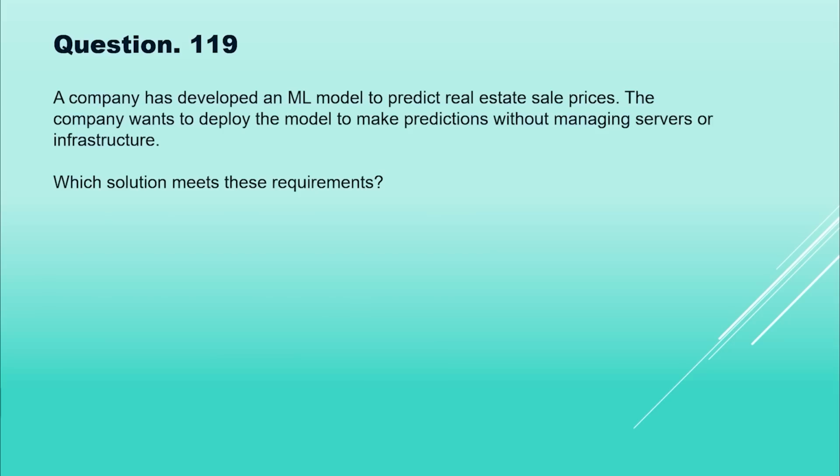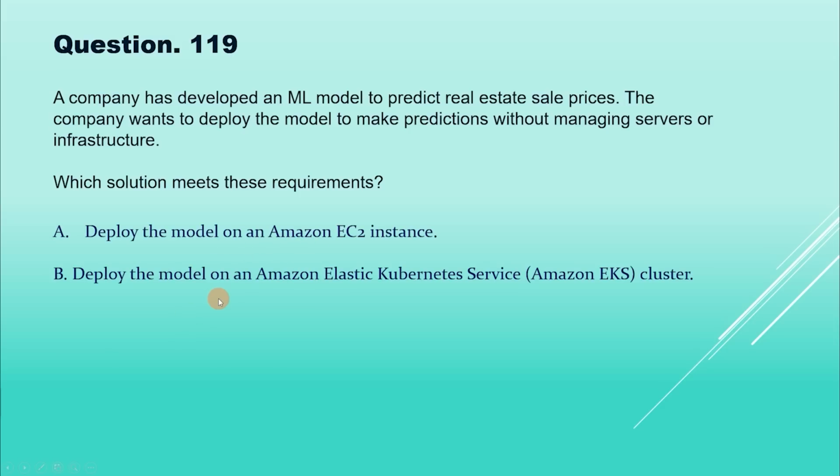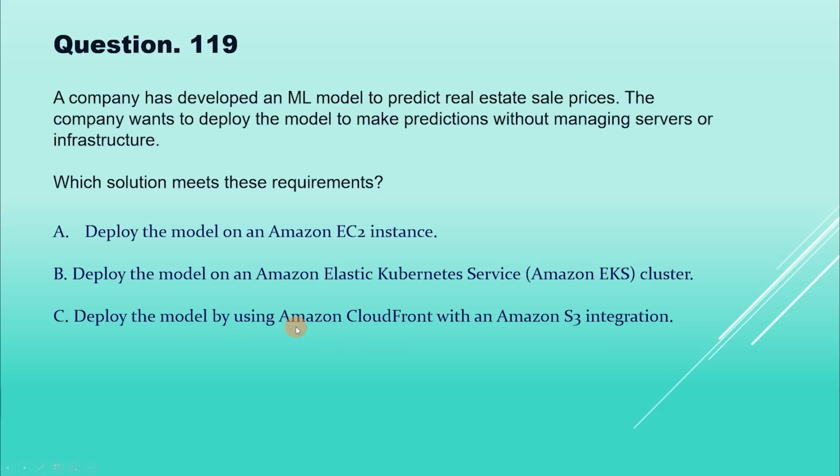Now question number 119. A company has developed an ML model to predict real estate sales prices. The company wants to deploy the model to make predictions without managing servers or infrastructure. Which solution meets these requirements? Here are the options. Option A, deploy the model on an Amazon EC2 instance. Option B, deploy the model on Amazon Elastic Kubernetes Service, that is, EKS cluster. Option C, deploy the model by using Amazon CloudFront with an Amazon S3 integration. Option D, deploy the model by using Amazon SageMaker endpoint.